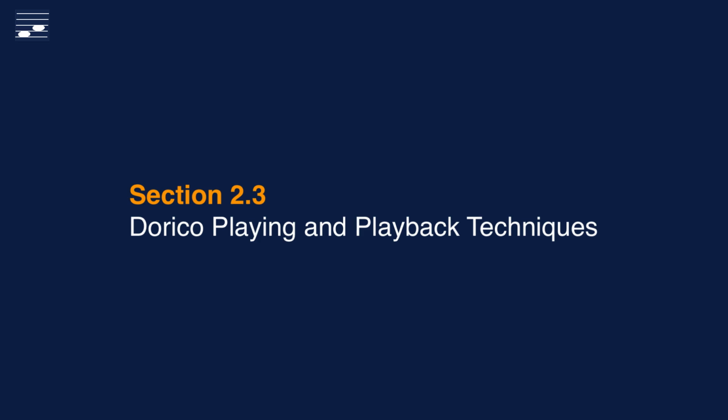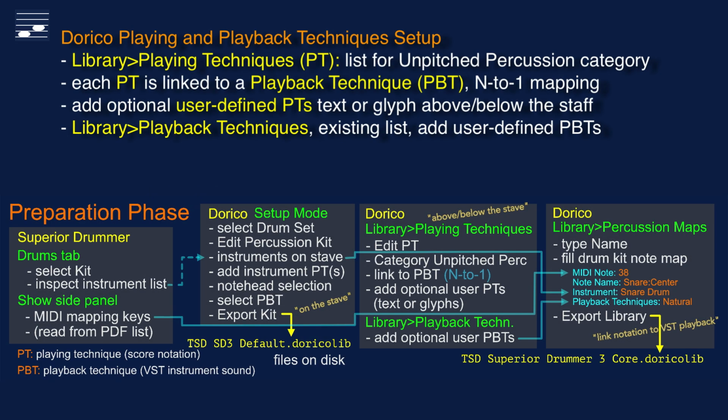When you visit the Steinberg Dorico forum and read the numerous discussion threads on the difference between playing and playback techniques, there obviously is a lot of confusion for a new user. The percussion kit from the previous section contains the music notation elements that you'll find on the staff. The playing techniques library has the additional notational elements that you put above or below the staff.